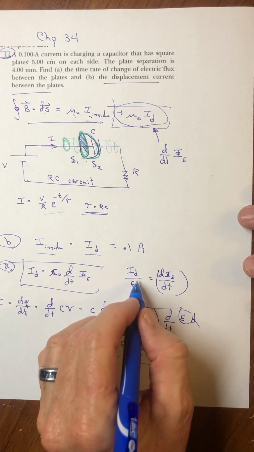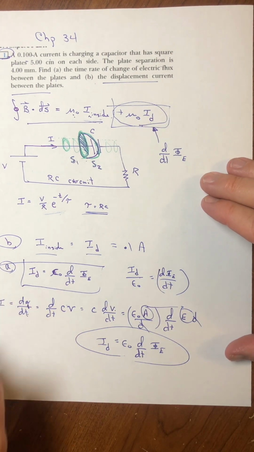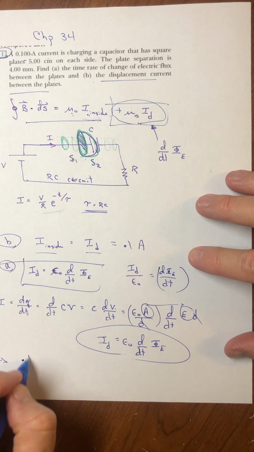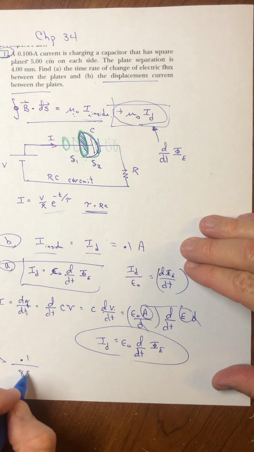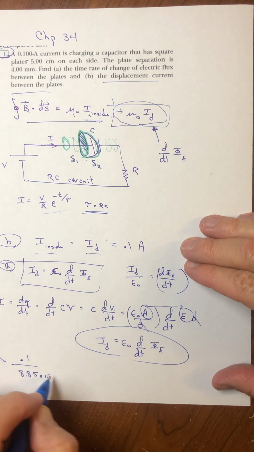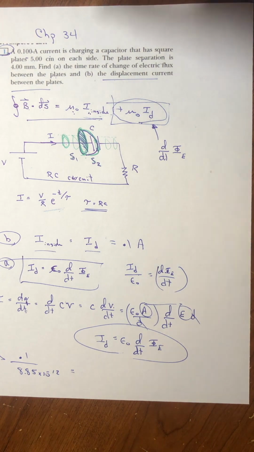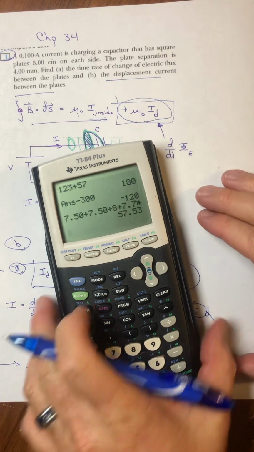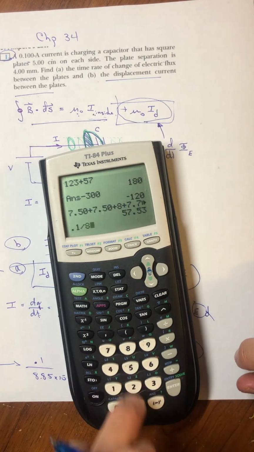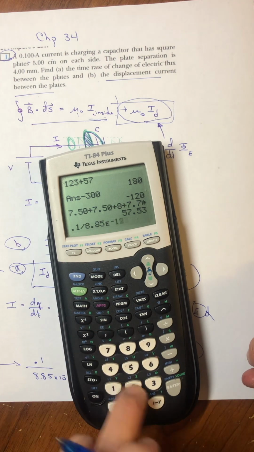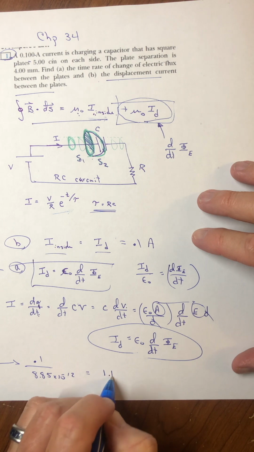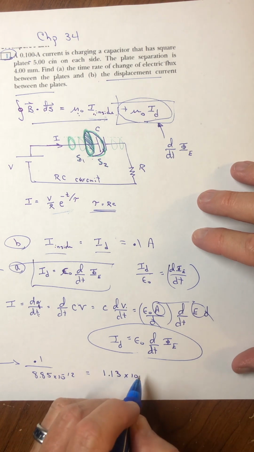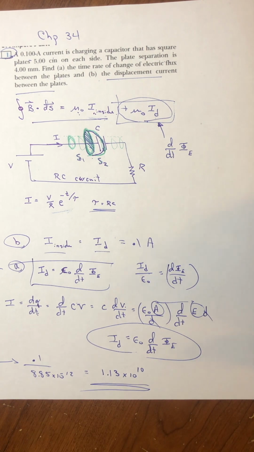And so it would be just simply this, let me put it down here, the displacement current, which, answering B, is the same as the conventional current, divided by the 8.85 times 10 to the minus 12. So that would be 0.1 divided by 8.85 times 10 to the negative 12, and coming up with 1.13 times 10 to the 10th. Yay! And I suppose I should be careful with my units.